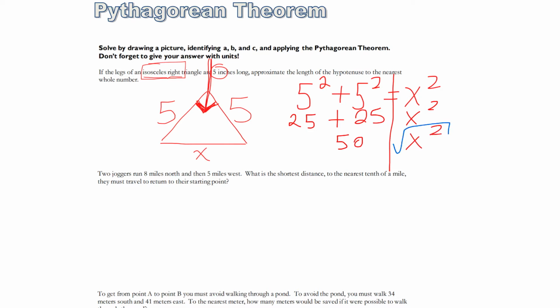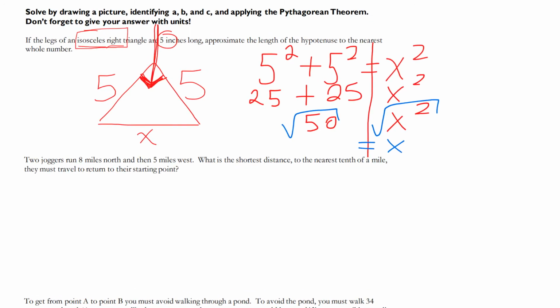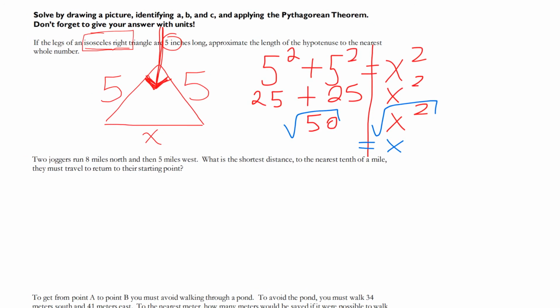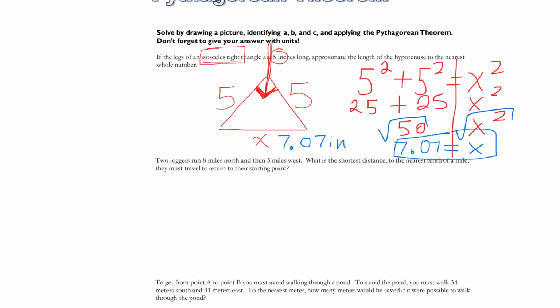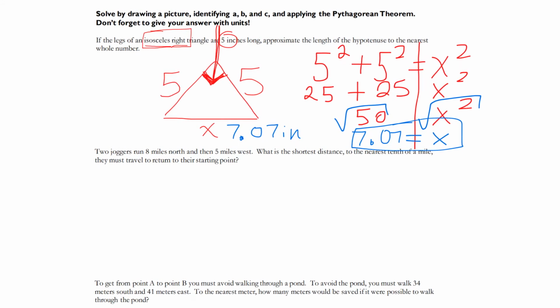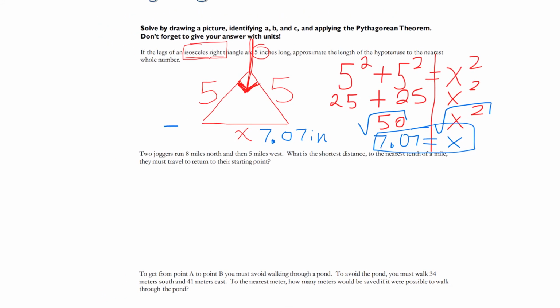Then we'll take the square root of both sides. What's the square root of 50? 7.07. That'll work. Okay, so this is 7.07 inches. Actually, this asks to the nearest whole number. So to the nearest whole number, what would it be? 7. It would just be 7 inches.